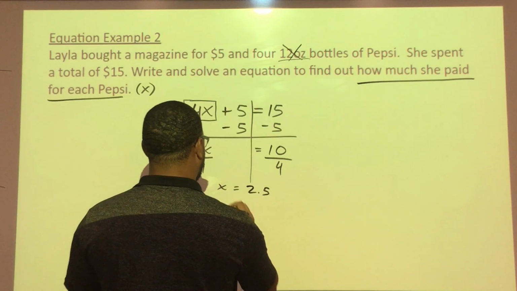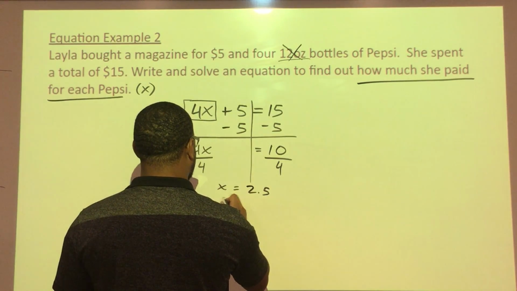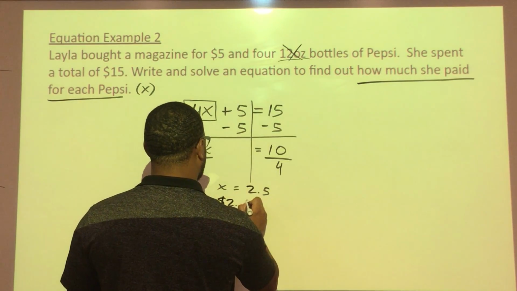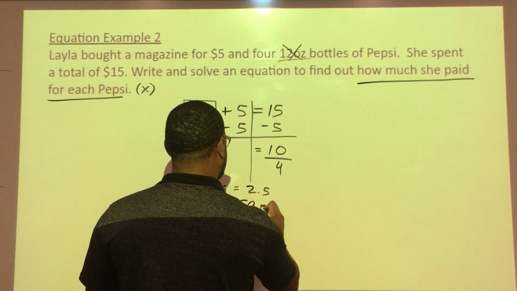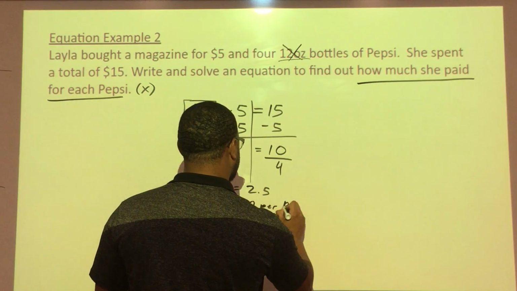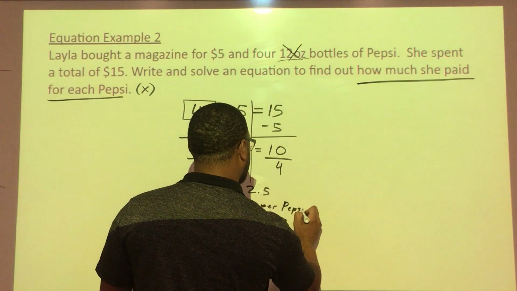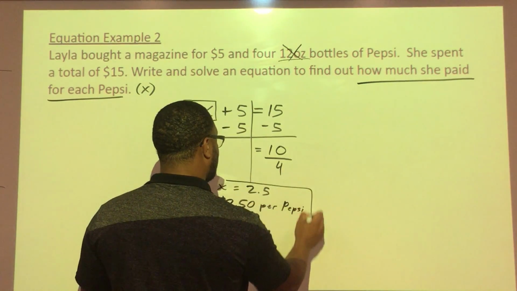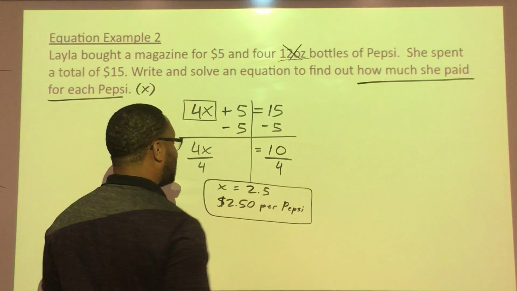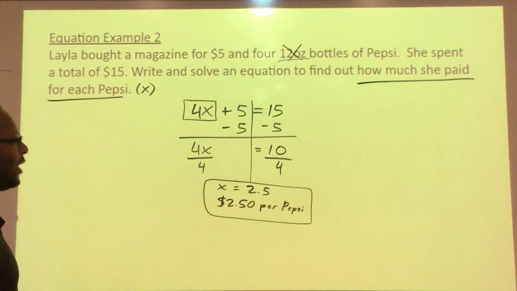So another way we can put this is that she paid $2.50 per Pepsi. Each Pepsi, $2.50, which is the same thing as 2.5.